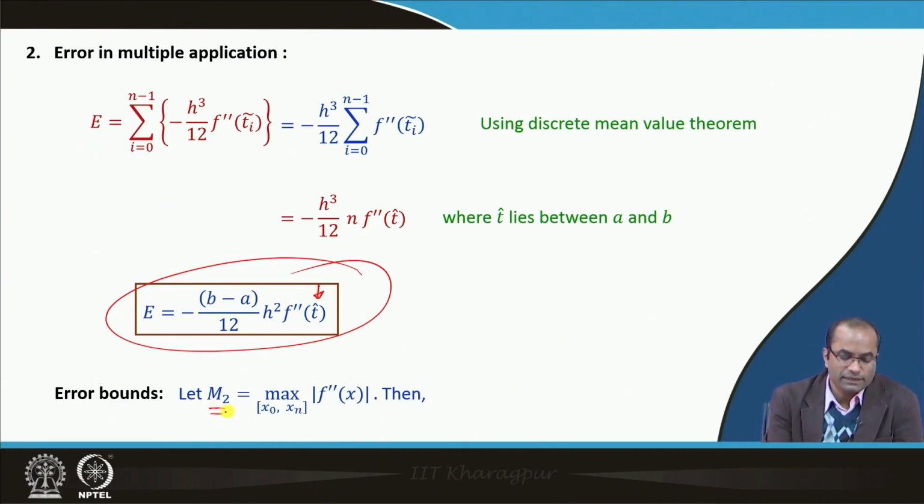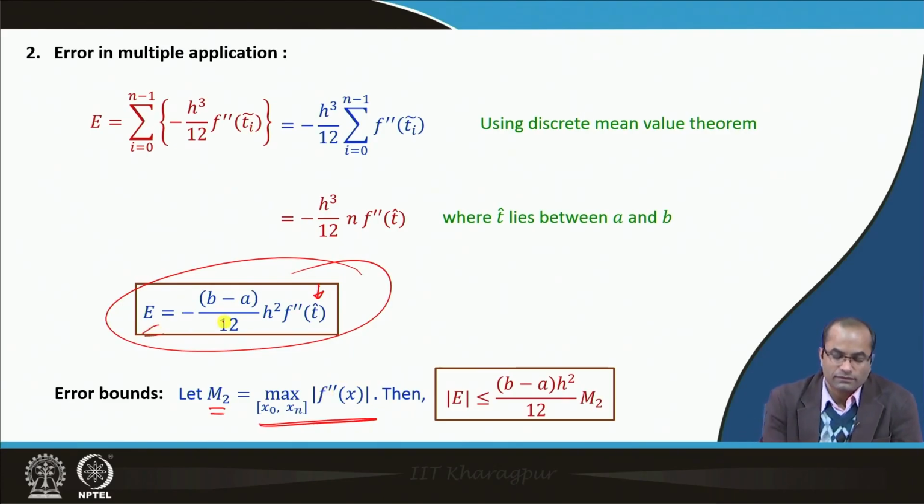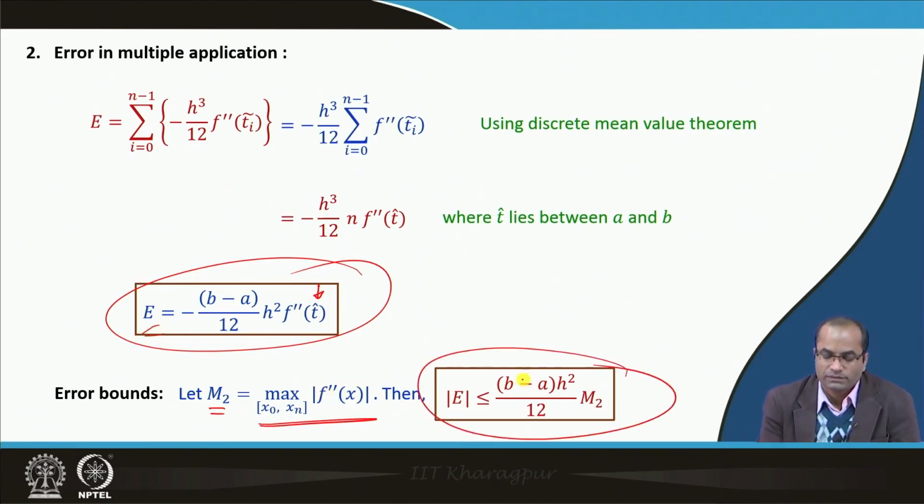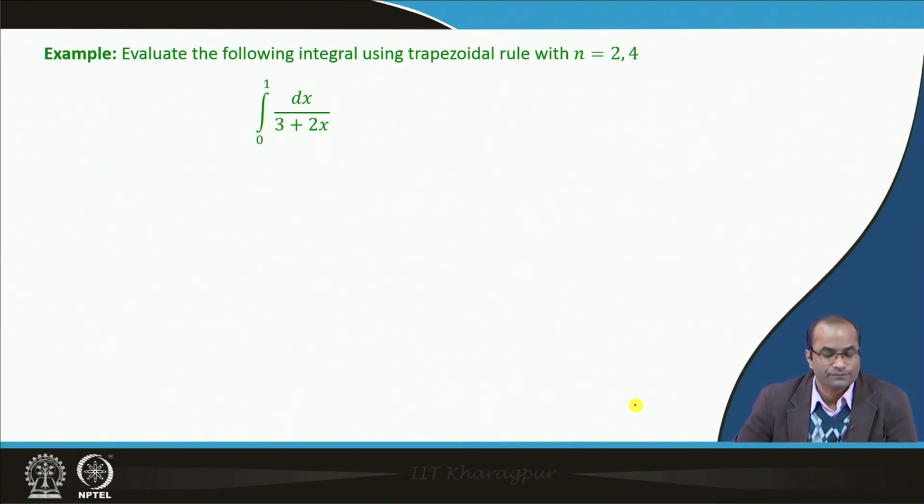So, if we let M2 be the maximum of this double derivative between the points x0 to xn, or a to b, then we can bound this error by (b minus a) h squared by 12 times M2. So, this formula can be used to give the error bound in our numerical integration.